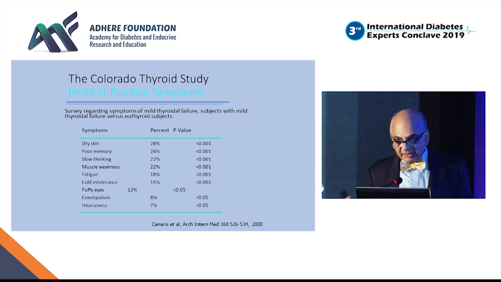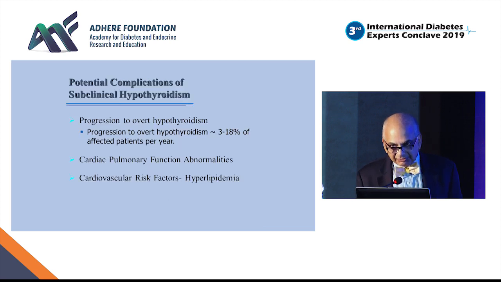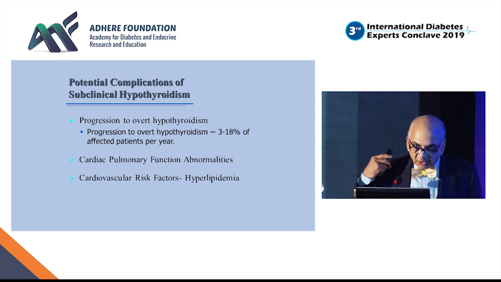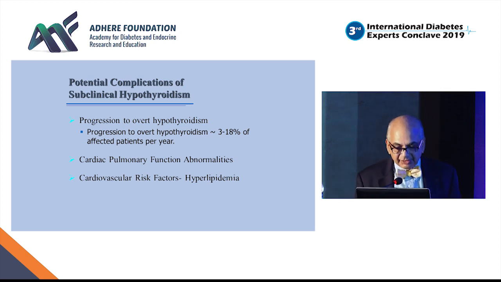And what we really want to know is how many people are going to progress. Those are the people we want to treat before they get complications of hypothyroidism, particularly people who don't go to the doctor very often. You want to treat them before they have a problem. And you also want to treat cardiac and pulmonary function abnormalities that are associated with it. And something that has been in the attention of people for a long, long time is hyperlipidemia. So let me go through some of these.